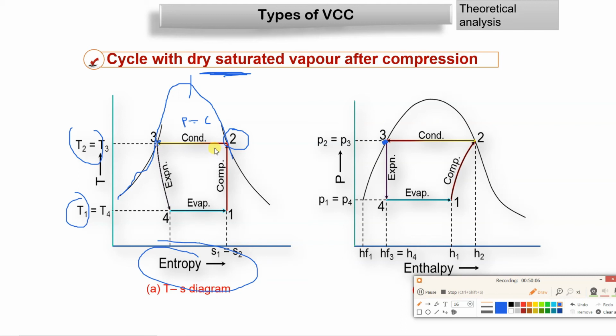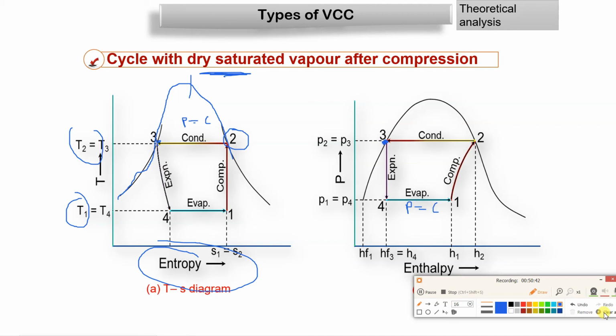Next part is important now. If you see the pH diagram, 3 to 4 is vertical. Why? Because this is constant enthalpy expansion. But on the TH diagram, we have entropy on the x-axis, so 3 to 4 will not be vertical, it is curved like this. So this is isenthalpic expansion, 3 to 4 on the TH diagram. And 4 to 1 is again constant pressure, heat absorption in the evaporator. Both points 4 and 1 are in this wet region. You can verify that from both the pH and TH diagrams.